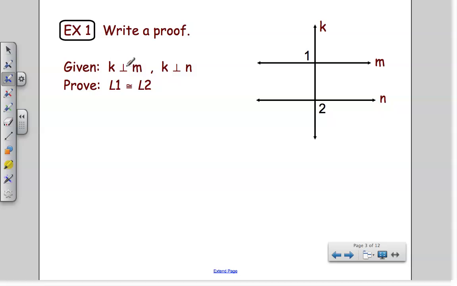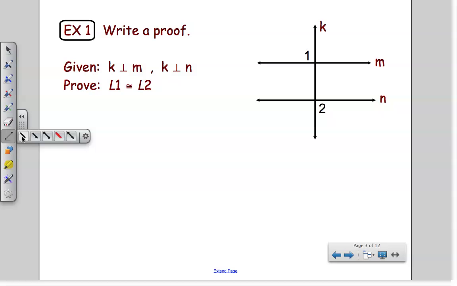Write a proof given these two things. I hope you remember this symbol. This says that K is perpendicular to M. That means line K is perpendicular to line M. Also, line K is perpendicular to line N. And I want to prove angles 1 and 2 are congruent.